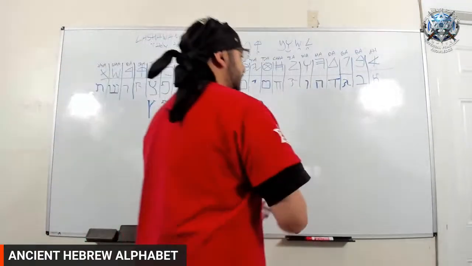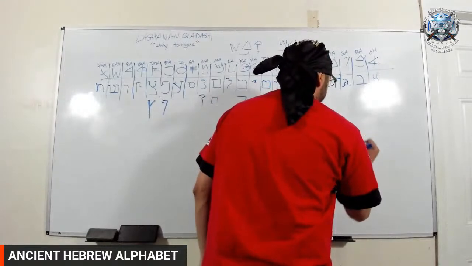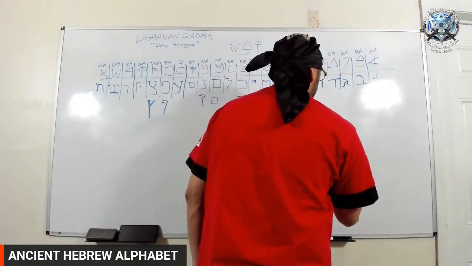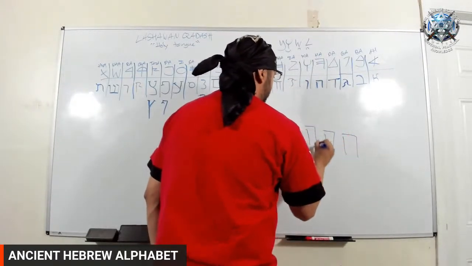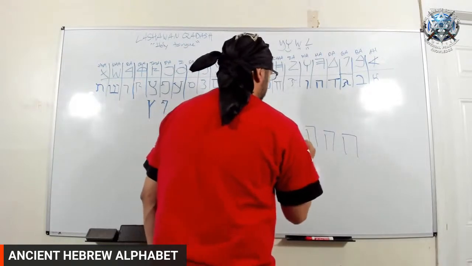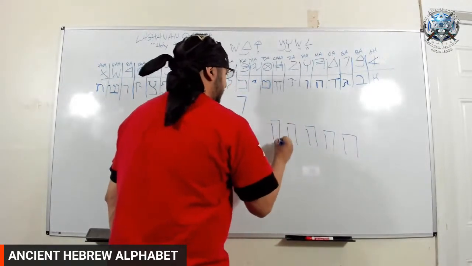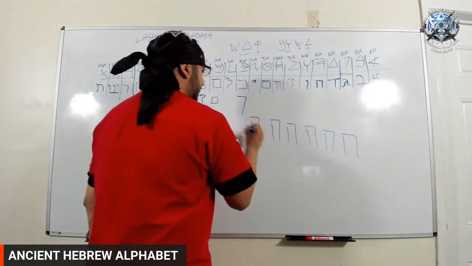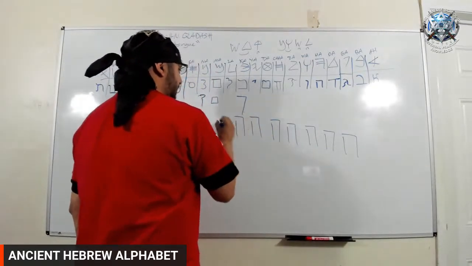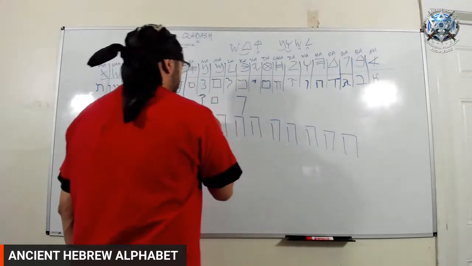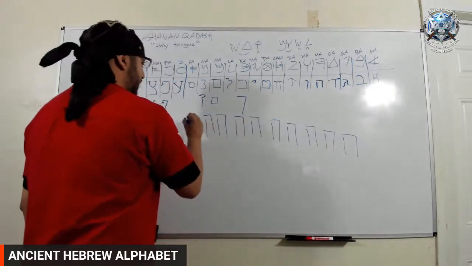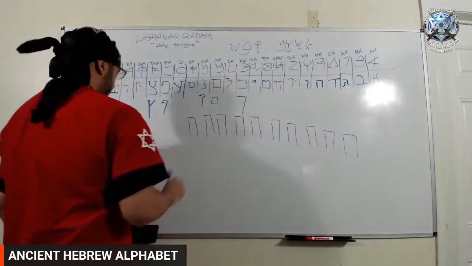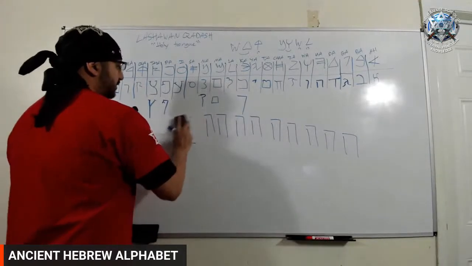Okay, next letter, ha, ha, ha. There's your letter ha right there. Okay.